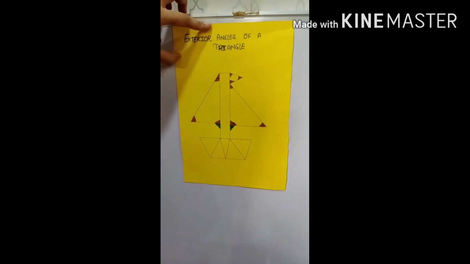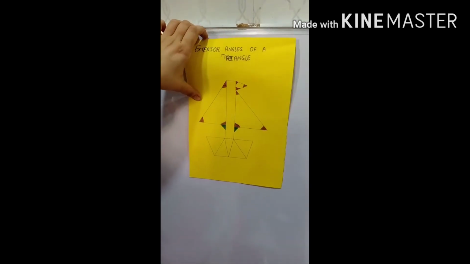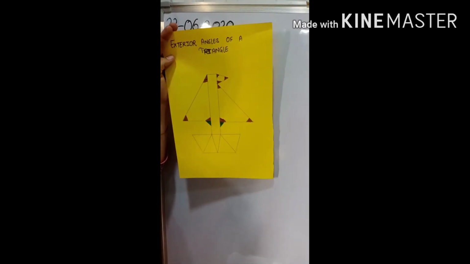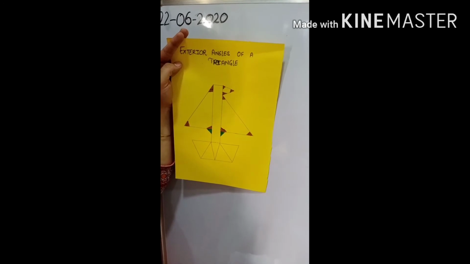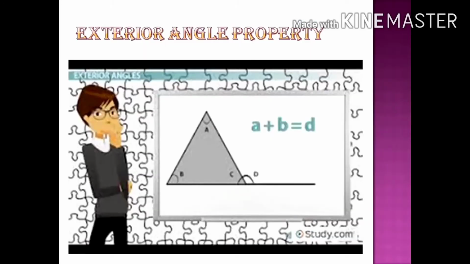Similarly, you have to perform an activity. You just draw your favorite object, a figure, animal, anything, and find out interior angles and exterior angles. Here D is an exterior angle. A and B both are opposite interior angles. So A plus B is equal to D. Let us prove this property by doing this activity.